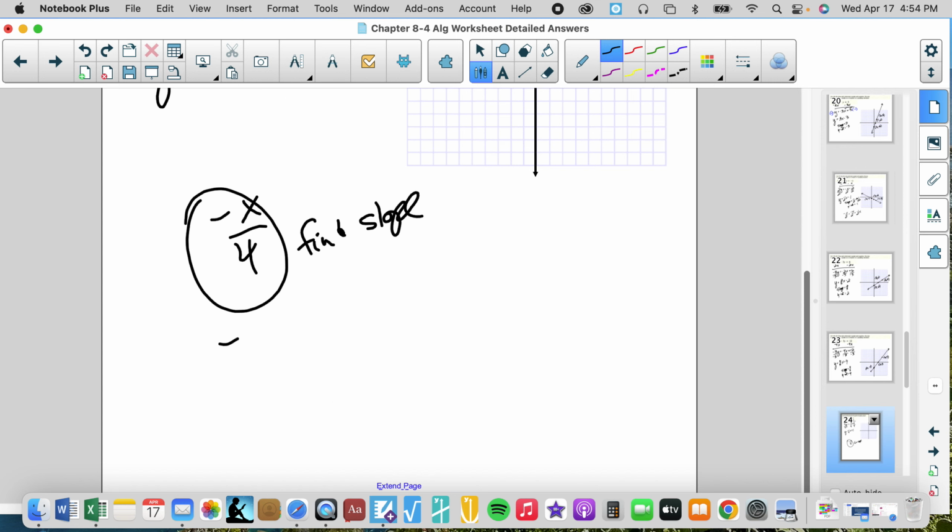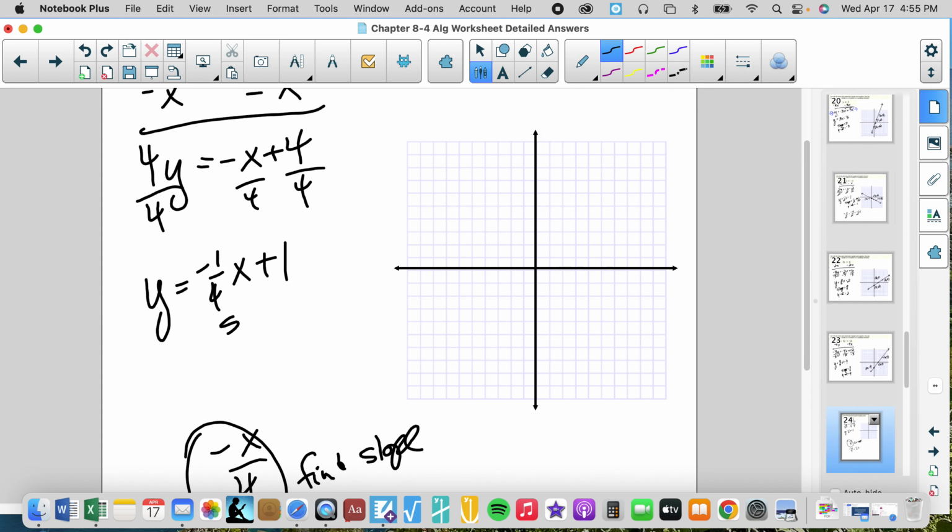So that's why we tend to convert it and move it to negative 1 in the numerator, x in the numerator, 4 in the denominator. So my slope is negative 1/4. A little bit easier to see that information. And a y-intercept of 1. So y-intercept of 1, down 1, right 4, down 1, right 4.